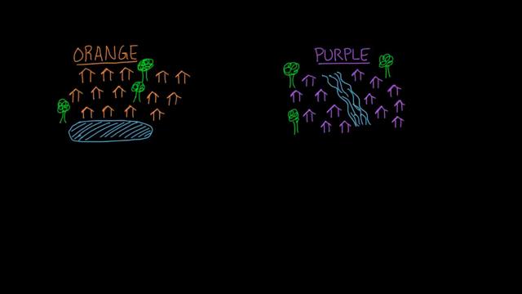Let's say there are two communities, an orange community and a purple community, and they're separate from each other. And your job is to go into these communities and find out what the most common influenza type is that's circulating among the people.